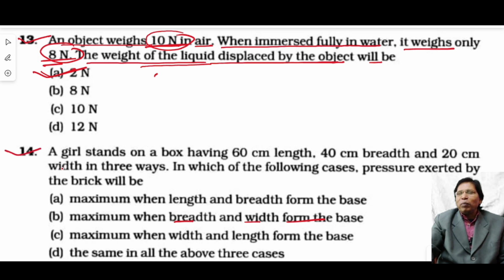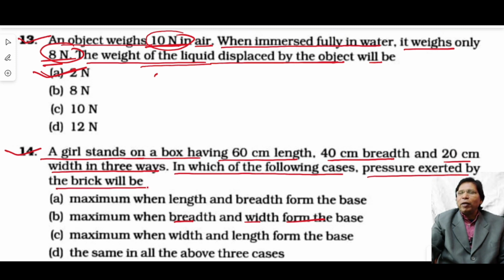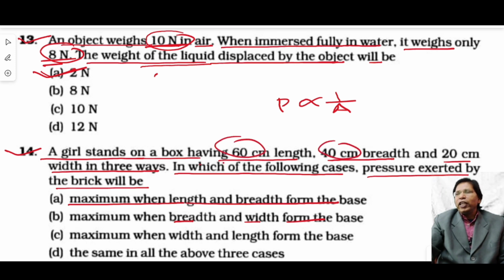Now question number 14. A girl stands on a box having 60 centimeter length, 40 centimeter breadth, 20 centimeter width. In which of the following cases will the pressure exerted by the brick be, look at this, the pressure P is inversely proportional to the area of contact. Now look at this, the maximum when length and breadth form the base. This is the length and this is the breadth. So the area is this into this, so this is 2400 cm². Okay, this is the maximum.